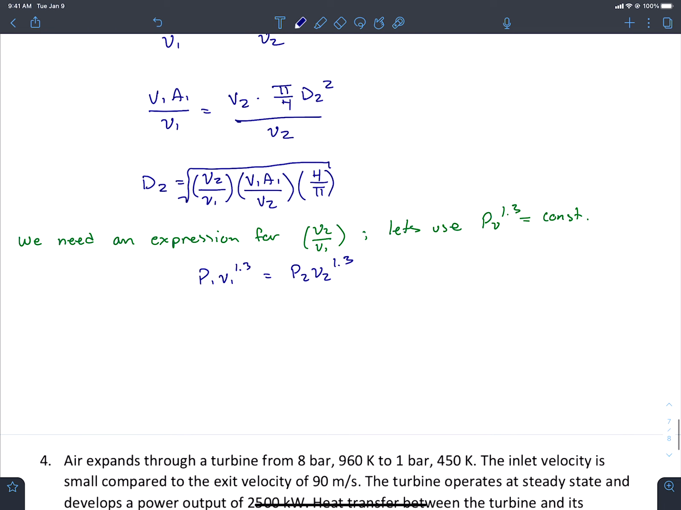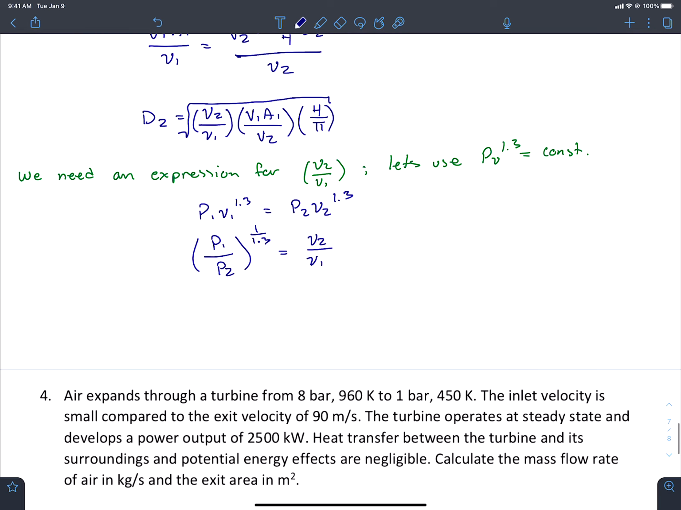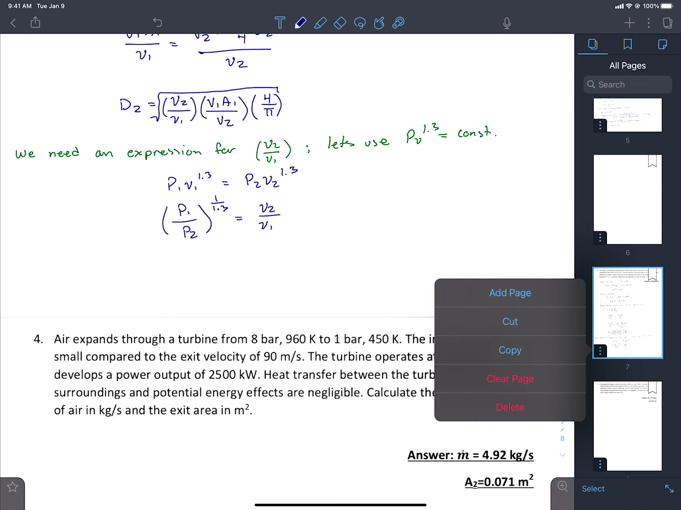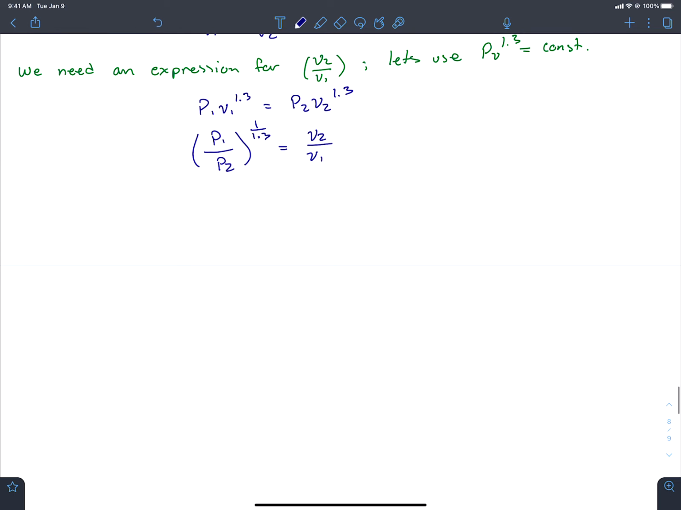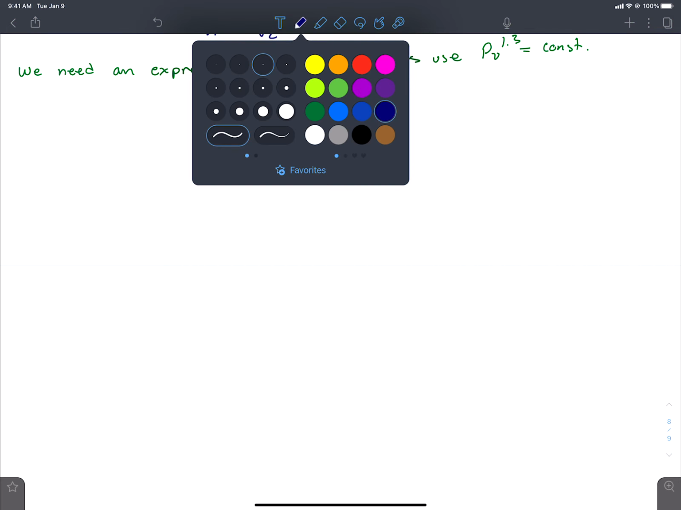So I'm just going to do some math. So we have P1 over P2 to the 1 over 1/3. So it's just a reciprocal, equals mu2 over mu1. And so this is the equation that we need. Where am I? Just add a page. Okay.